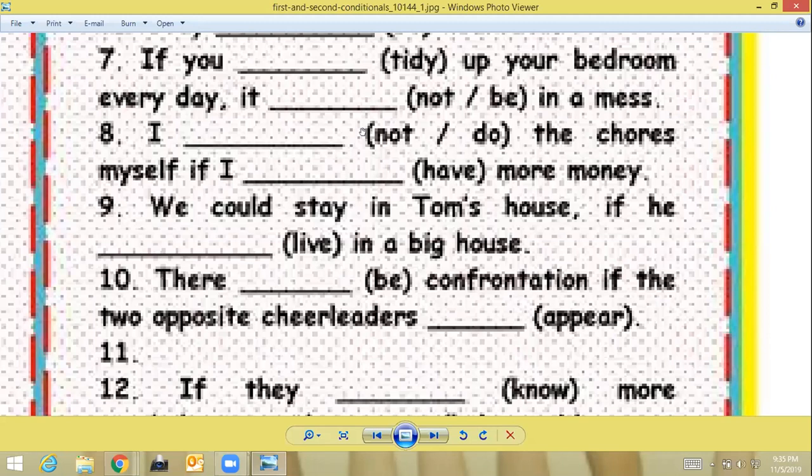Volunteer for number 9. We could stay in Tom's house if he lived in a big house. Very good. We could stay in Tom's house if he lived in a big house. What is the message in number 9? The house is small. Good, very good. Tom's house is small.